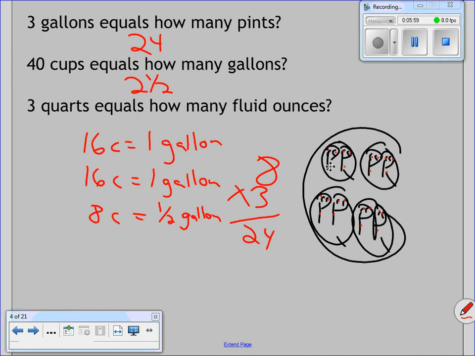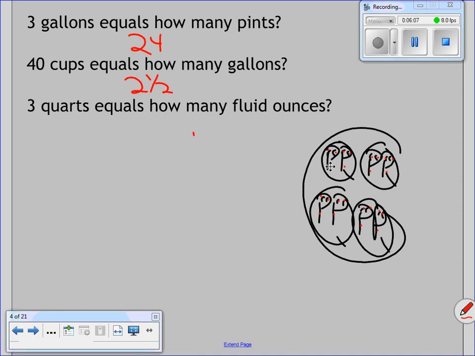3 quarts equals how many fluid ounces? All right, let's take a look how to solve this one. So first of all, we have to find out how many cups are in a quart. There's 1, 2, 3, 4 cups in a quart. How many cups are in 3 quarts? So if I have 4, 4, 4, that is 12 cups in 3 quarts. So 3 quarts equals 12 cups.